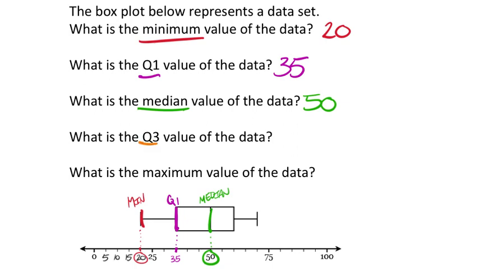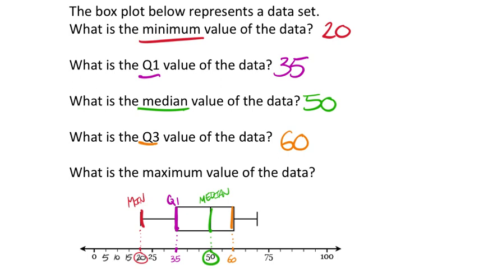Next up, quartile 3, which is the right end of the box. I'll follow this down. And again, this is not being marked for me. So that means I have to count from 50 by 5s. 55 and then 60. So that marking right there is at 60. And my quartile 3 is also at 60.